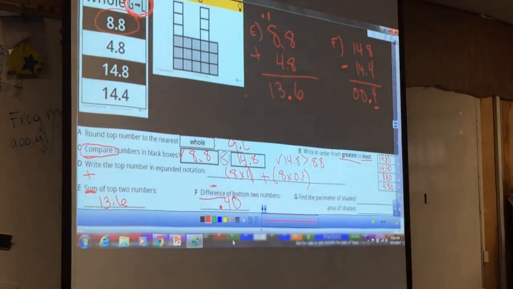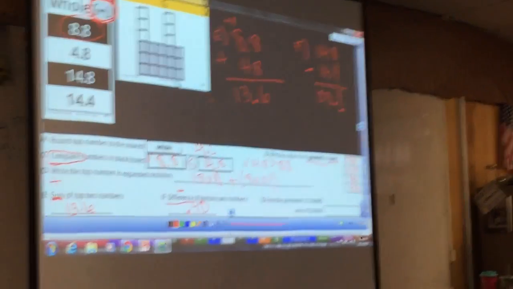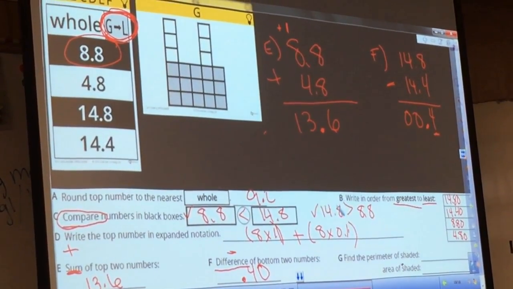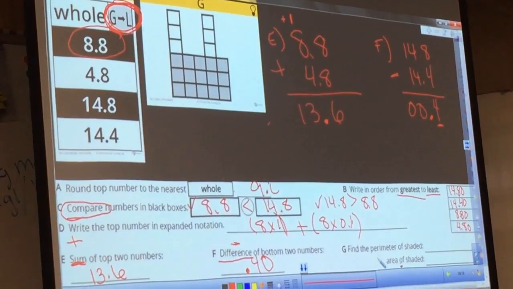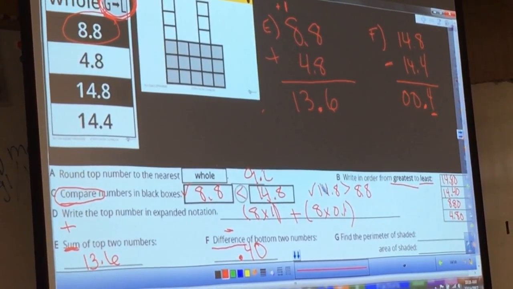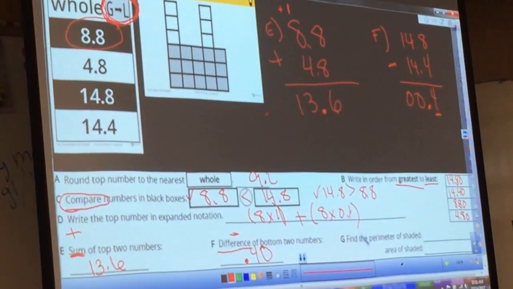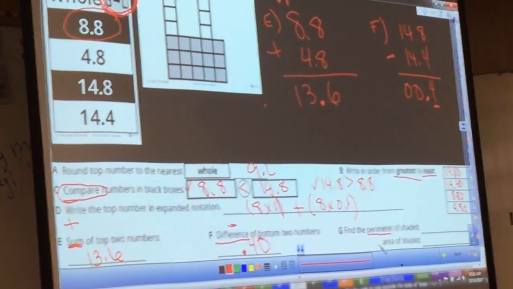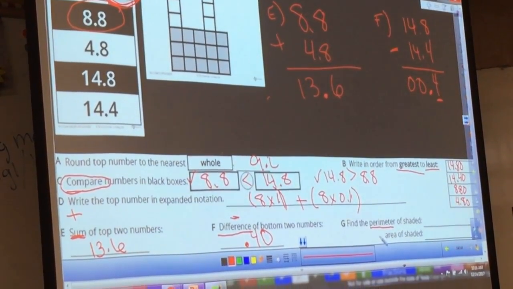Yes. Okay. Find the perimeter of the shaded. What is perimeter, Jaden? Perimeter is the outside. Okay. The opposite, or the outside. What word in perimeter tells me what it is? Isaac? What word inside of perimeter, look at this word, tells me I'm looking for the outside?